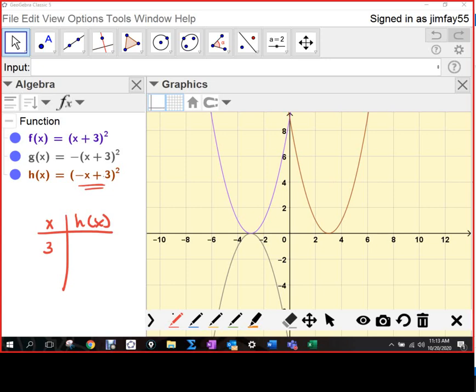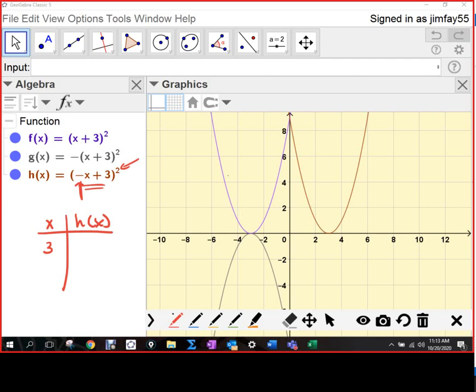So this plus 3 is going to move it left 3, and because that negative was on the x before I squared it, it's going to be a reflection horizontally, and that's what we're seeing here. This purple one reflected horizontally over here to this red one. That kind of makes sense?